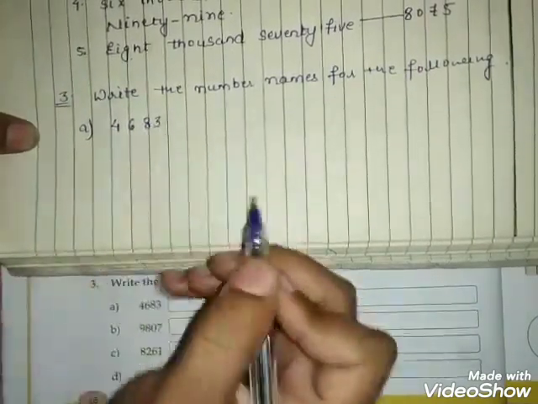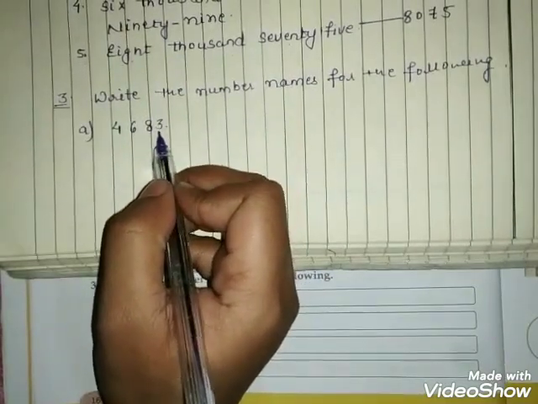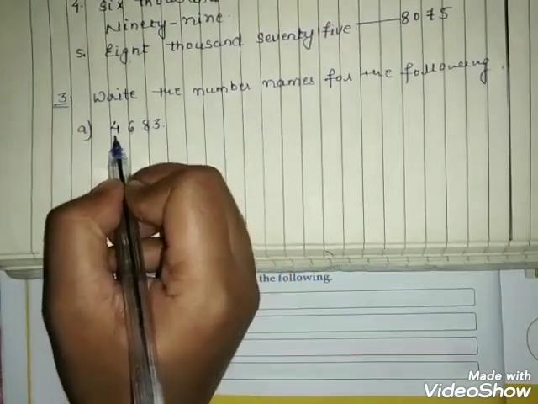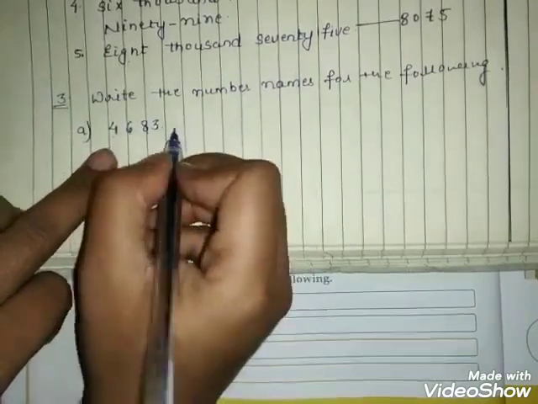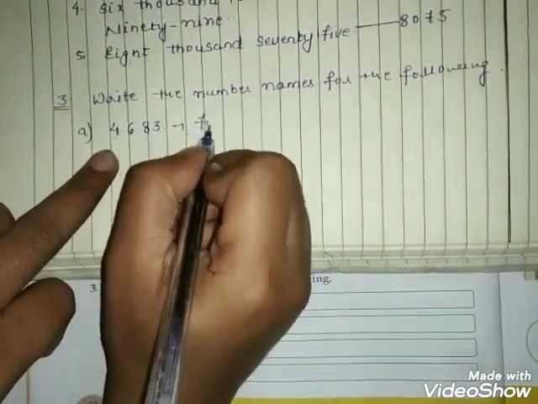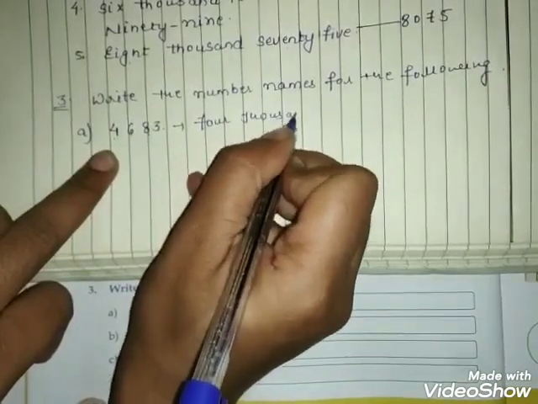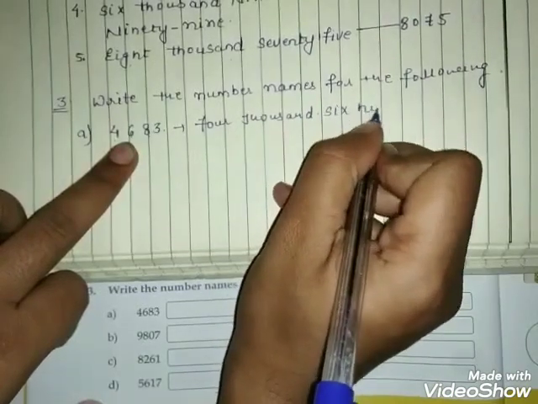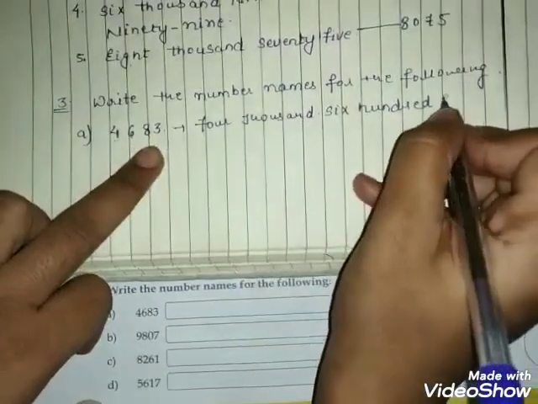4683. So here we have to see the places like 1, 10, 100, 1000. So what is at the thousand place? 4. So we will write 4000, 600, 83.